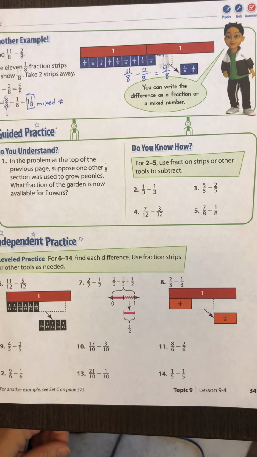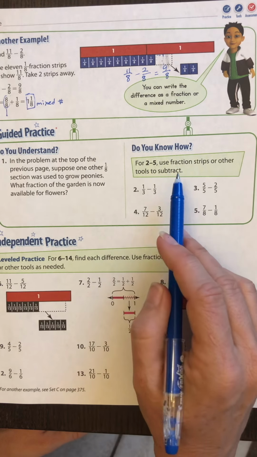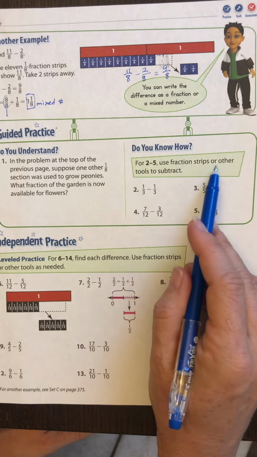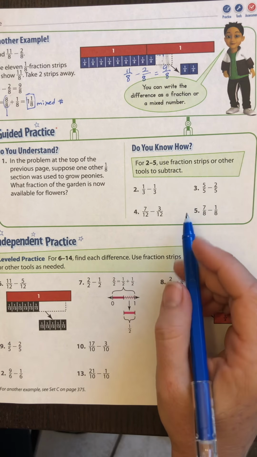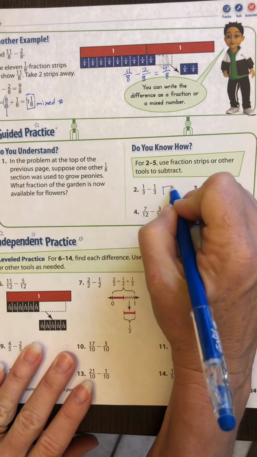All right, again, we won't do number 1 because that's referring to the page you're going to do with the visual learning video. But let's take a look at numbers 2 through 5. Do you know how? Use fraction strips or other tools to subtract. So again, we can just draw a little picture of this.